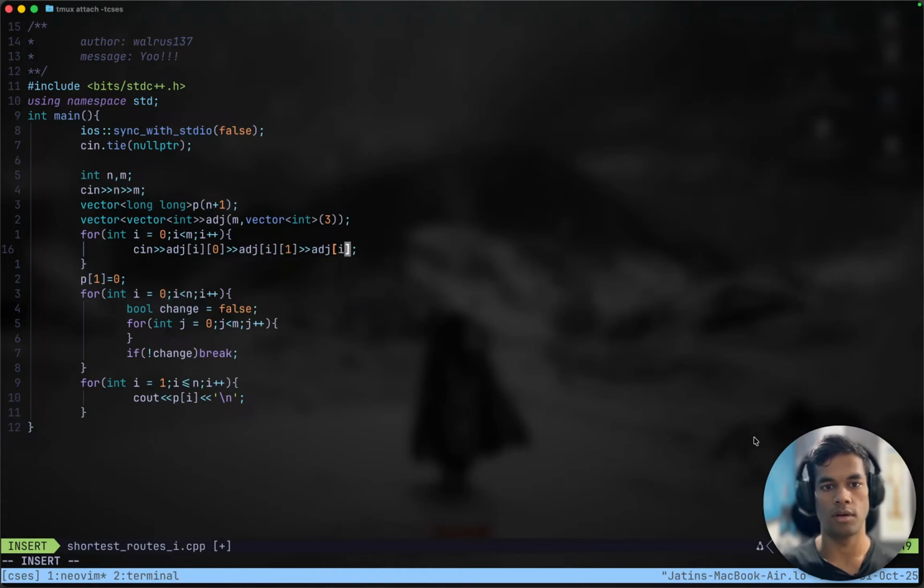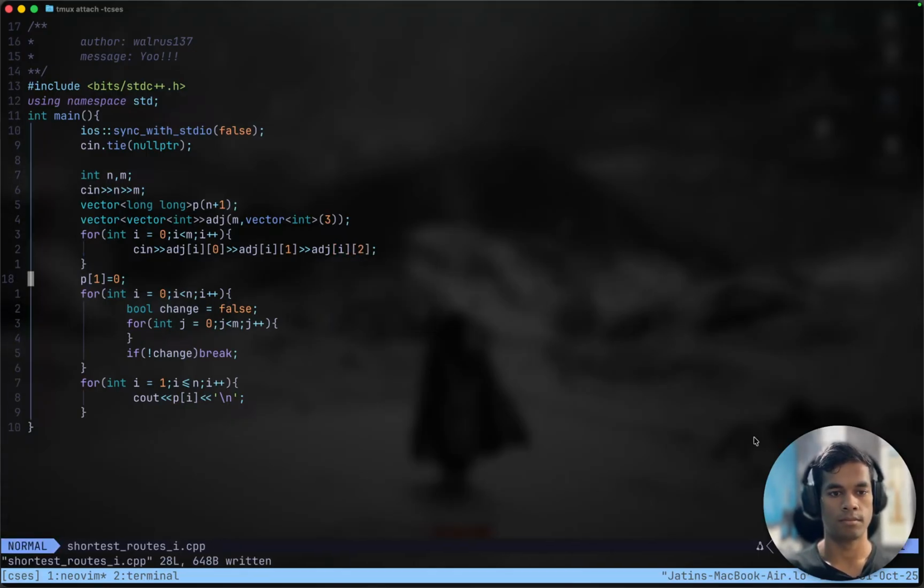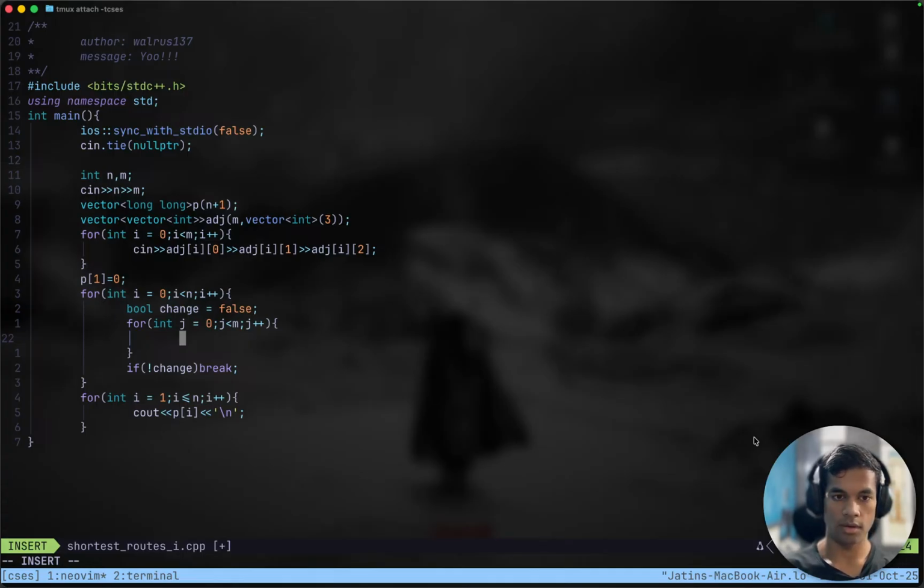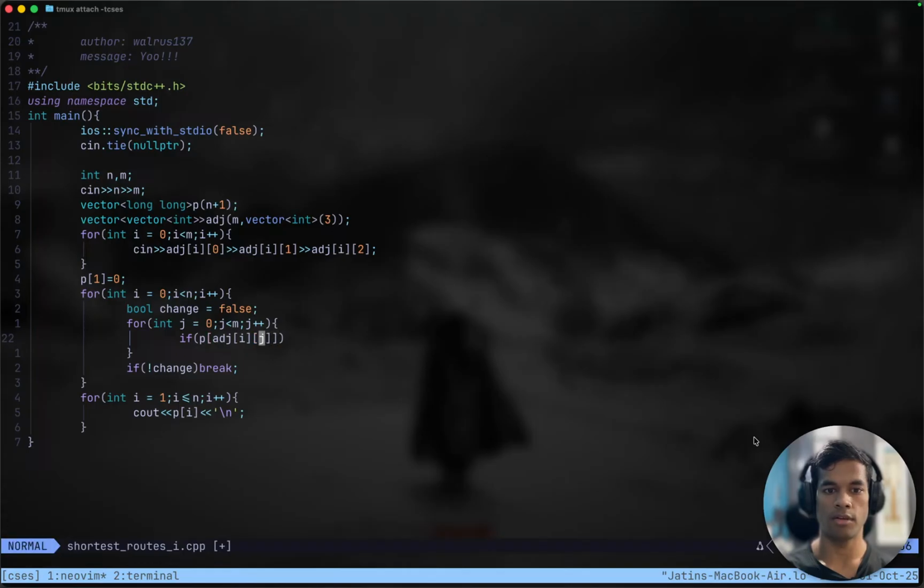1 ADJ I bool. Now, if P ADJ I J, the path to get to J is greater than the path to get to ADJ I J plus AD. Wait, what? Shit, shit. I messed up.